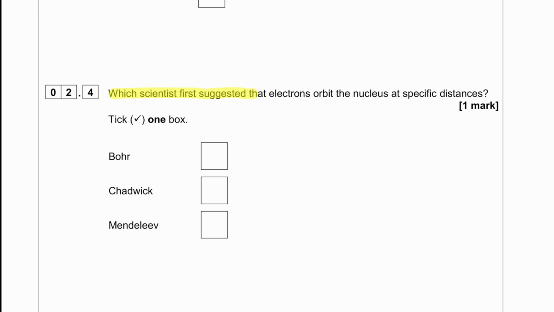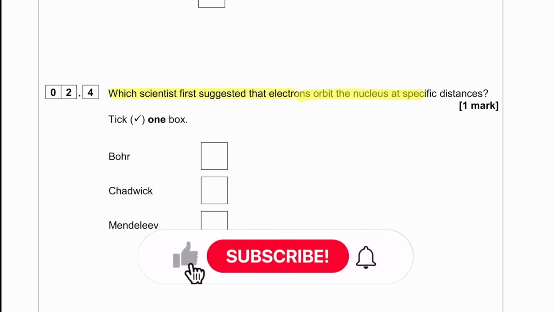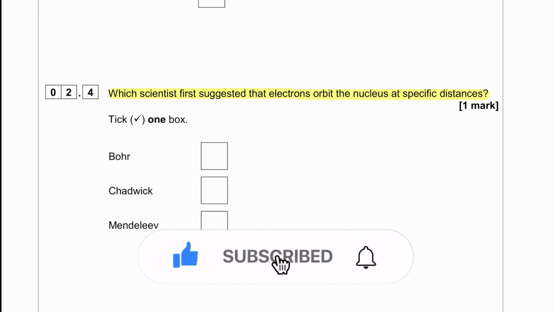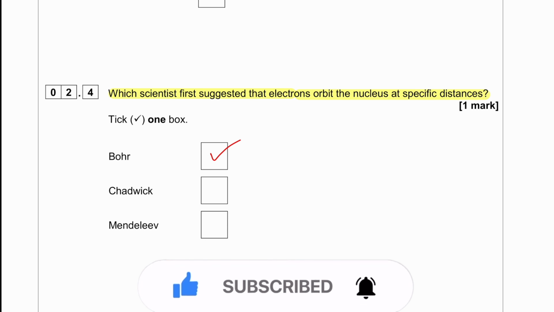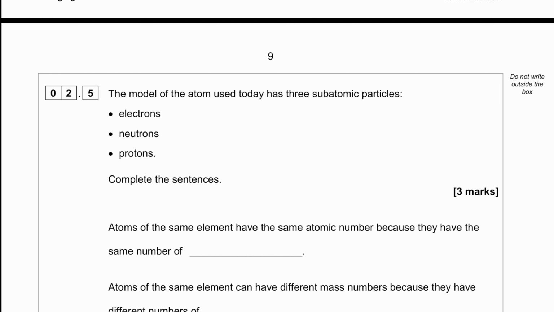Which scientist first suggested that electrons orbit the nucleus at specific distances? Basically, Mr. Bohr was the first scientist. He suggested that the electrons orbit the nucleus at specific distances. The model of the atom used today has 3 subatomic particles: electrons, neutrons, protons.